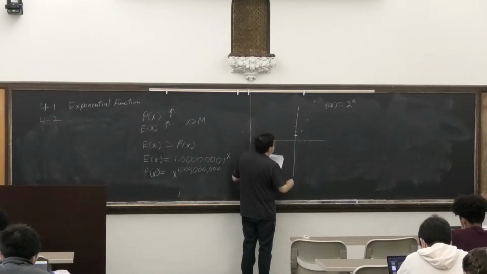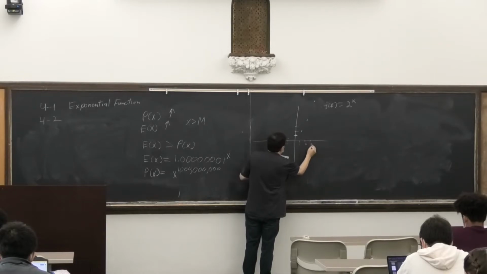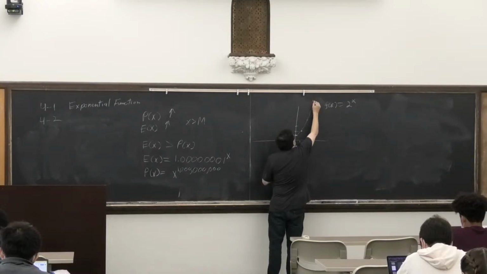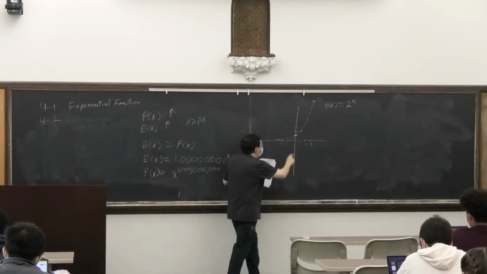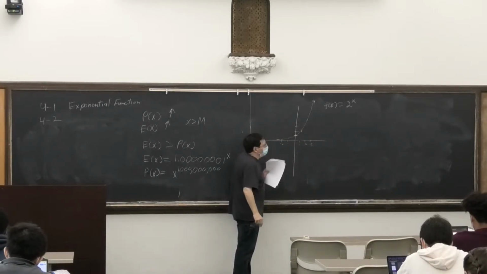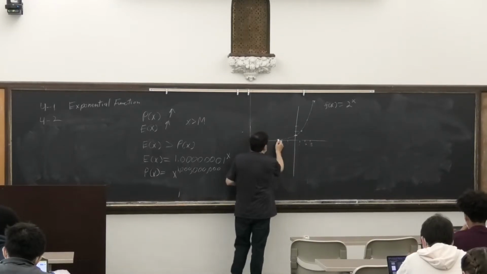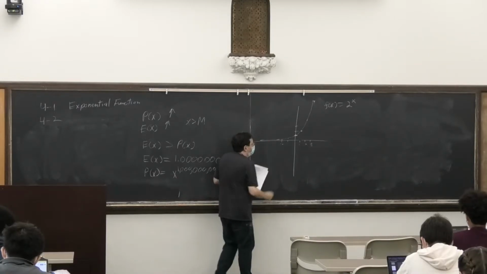Negative 1 is going to be a half. Negative 2 is going to be a quarter. It's going to look like this. Its end behavior to the right is it's just going to get larger and larger. Its end behavior to the left is it's going to approach 0 asymptotically.